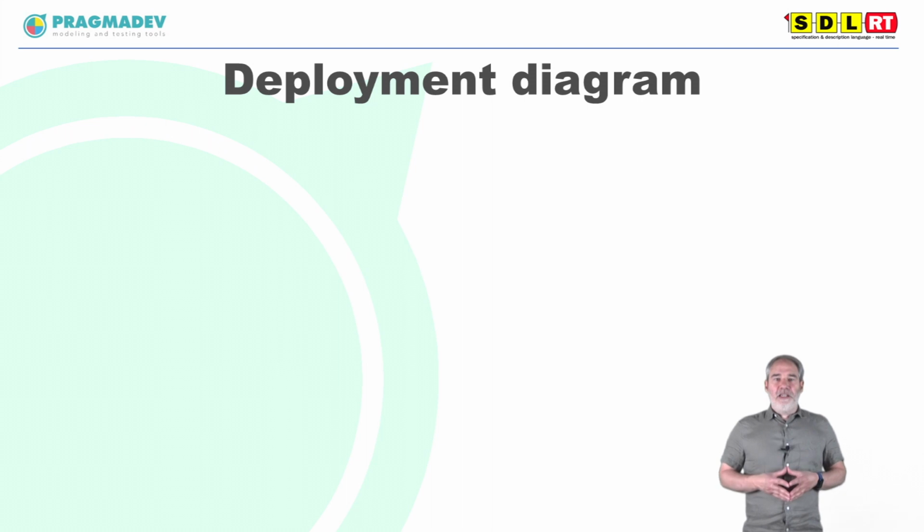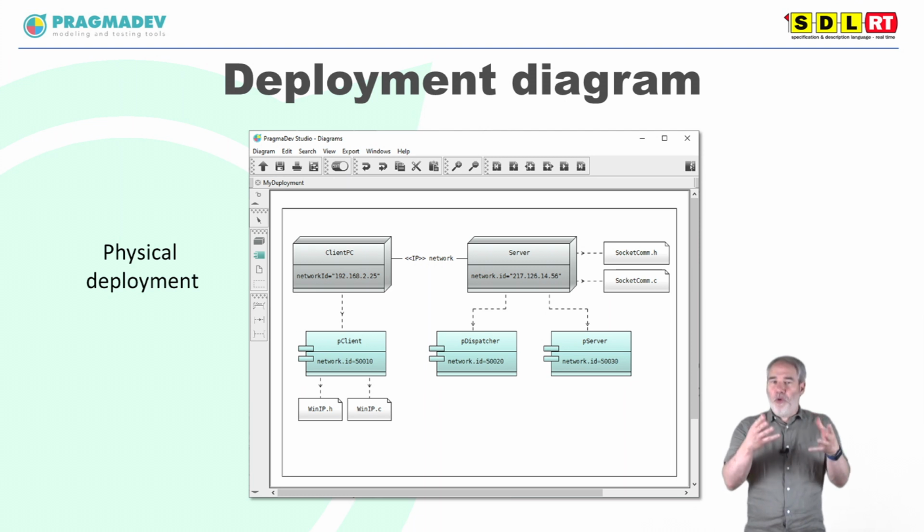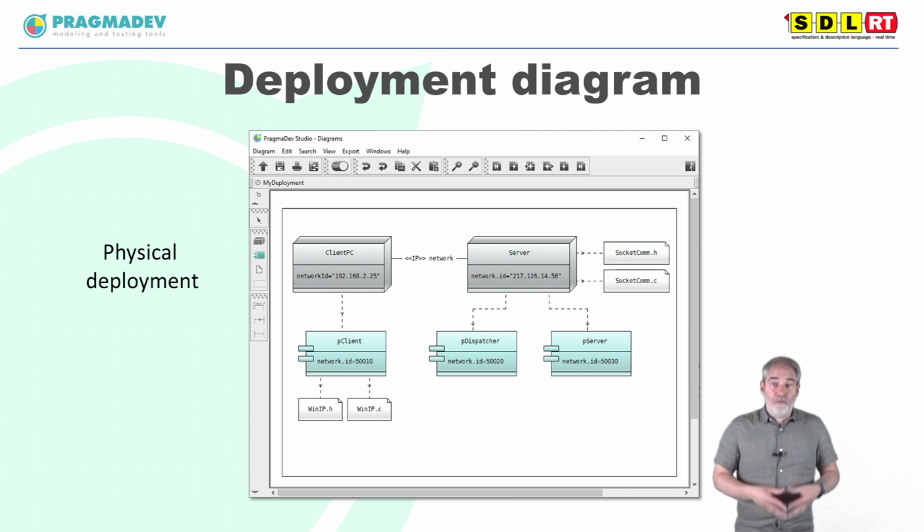The SDL-RT architecture is abstract. It does not say anything about the computers or the processors on which the agent will be running. That is the point of the deployment diagram, to describe the physical deployment of the system on real machines.